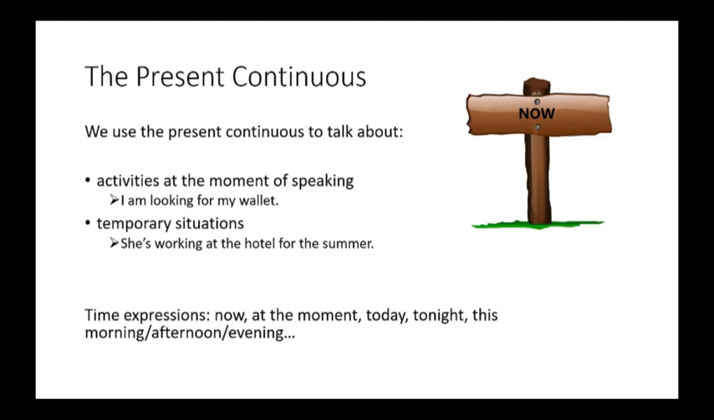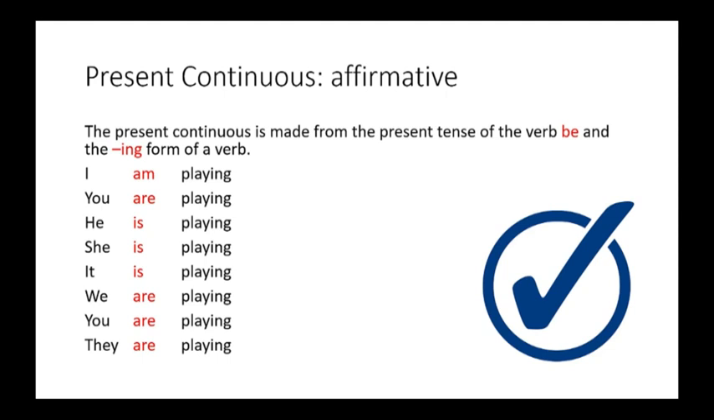The time expressions that we use with present continuous are now, at the moment, today, tonight, this morning, this afternoon, this evening, for temporary situations. Okay, so let's take a look at this in more detail. Affirmative sentences or positive sentences. How do we get those?